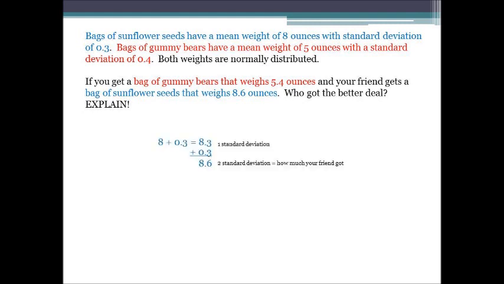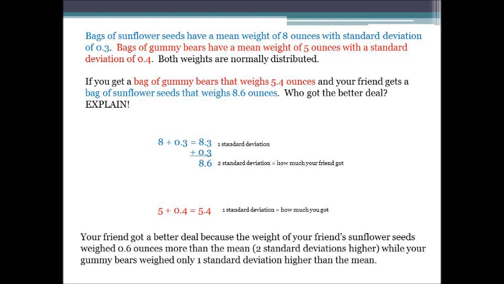The mean of the sunflower seeds is 8, so when you add 0.3, that's 8.3, and that's one standard deviation away from the mean. When you add another 0.3, that's 8.6, and that's 2 standard deviations from the mean, and that's how much your friend got. The mean of the gummy bears is 5. When you add 0.4, that's 5.4, and that's 1 standard deviation away from the mean, which is how much you got.